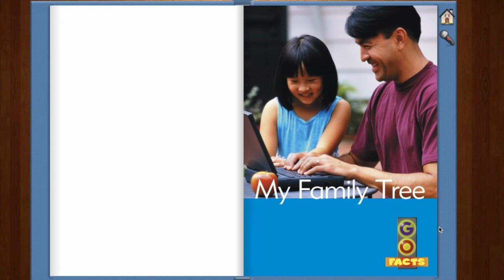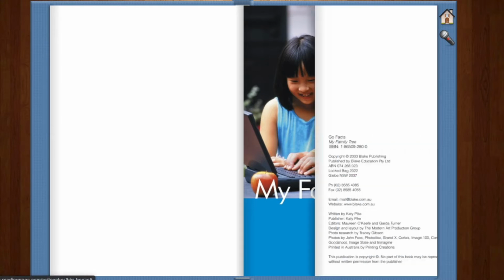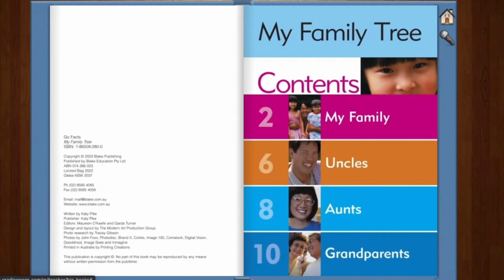Let's see if we can answer these questions as we read our story, My Family Tree. And we have an interesting page here after the front cover. We have a contents page. And as you can see, each part of our story is in a different section, and it's represented by the different colours that you see here on your screen.